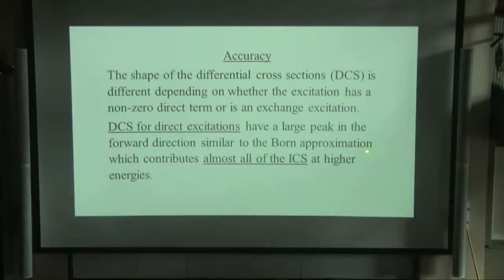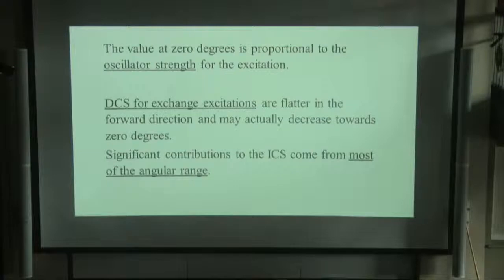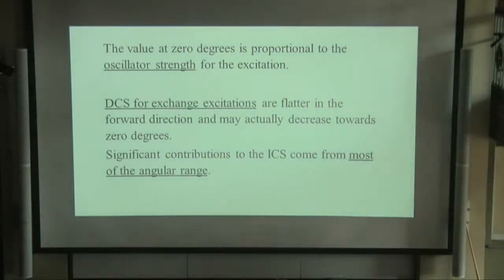Now, the Born approximation, of course, doesn't do very well at higher angle if we're looking at differential cross-sections. But in this case, it doesn't really matter if you're interested in integrated cross-sections. And it's well known that the value at 0 degrees is proportional to the oscillator strength for that transition. You can certainly in the Born approximation do this.